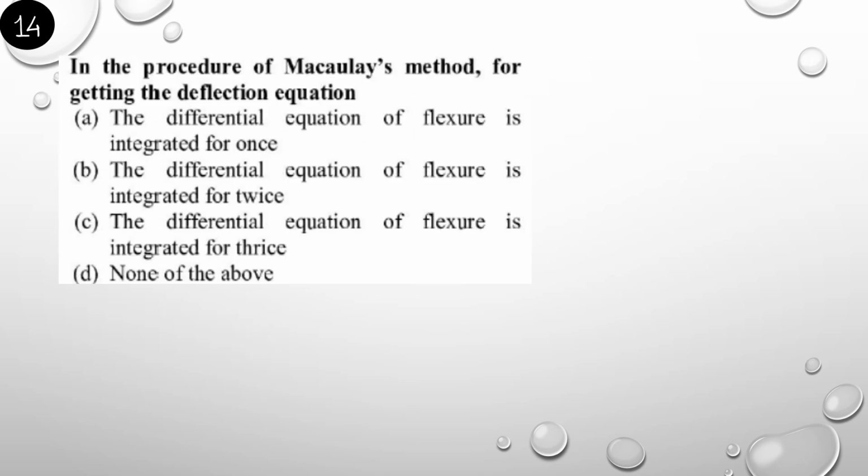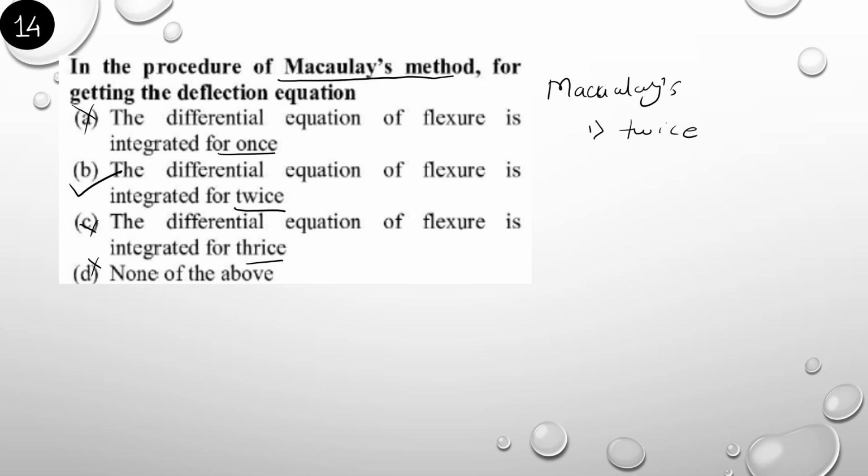Question number 15. In the procedure of Macaulay's method for getting the deflection equation, in Macaulay's method, integration happens twice. So here the first option says once, here twice, so option B is correct. Thrice, option C is incorrect, and this is incorrect, and this is incorrect.